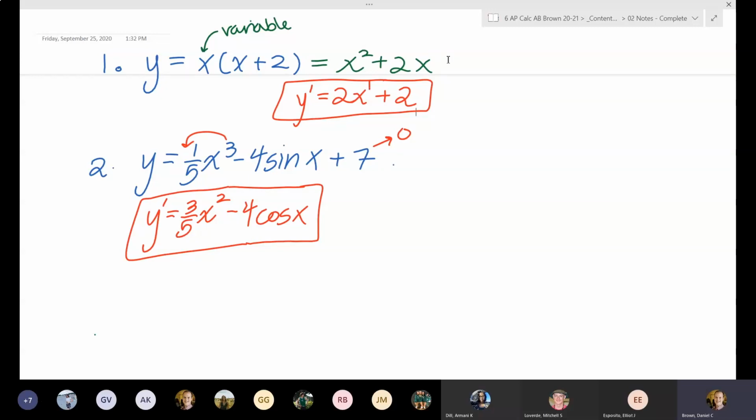And then the derivative of 2x, again, that's a linear function. So we know that its derivative is just its slope. So the derivative of 2x is just going to be 2. Okay, thank you. You're welcome.